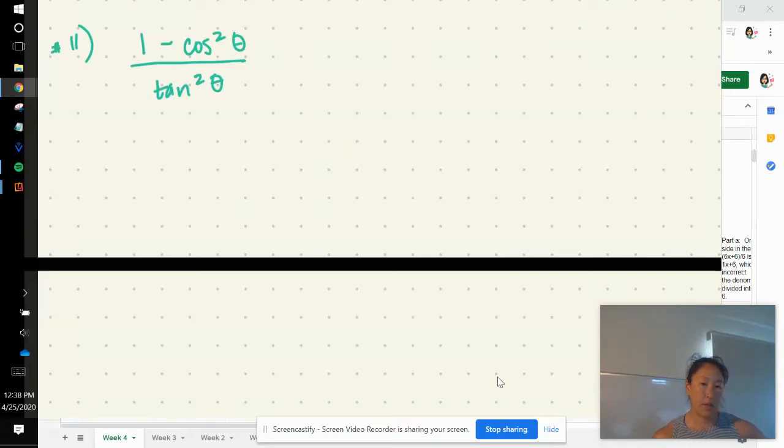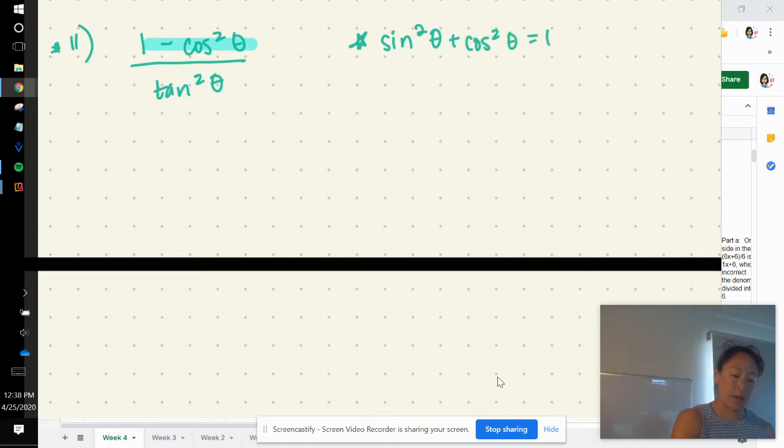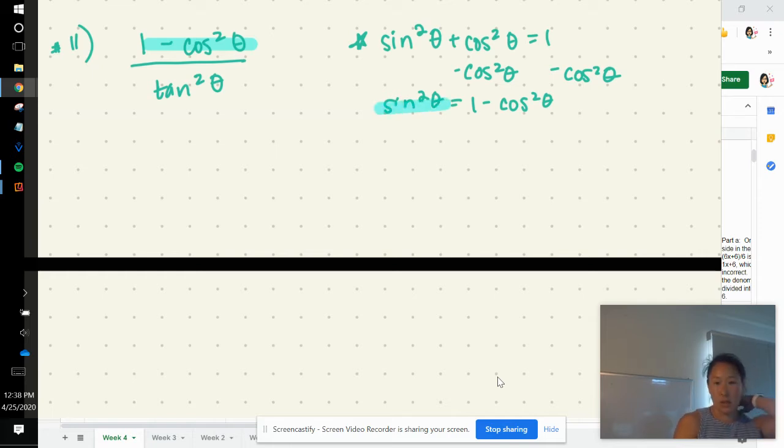Okay, there's a lot of different ways to do this problem. Again, I noticed that in the numerator, I have 1 minus cosine squared theta. If you remember from the Pythagorean identities, sine squared theta plus cosine squared theta is equal to 1. And if I subtract cosine squared theta from both sides, I get sine squared theta is equal to 1 minus cosine squared theta. So I can replace 1 minus cosine squared theta with sine squared theta. Okay, so I'm going to do that first.